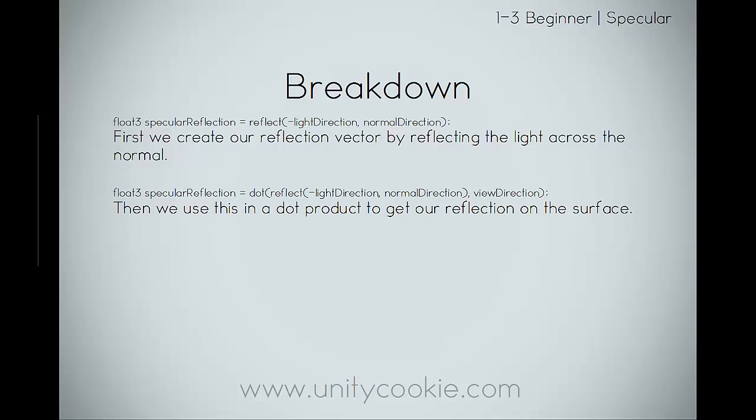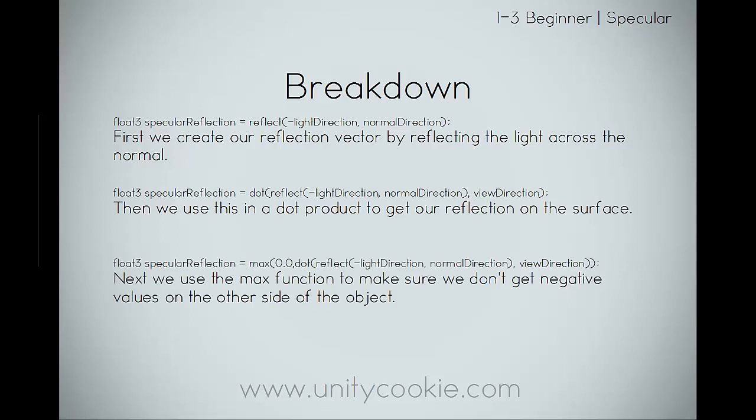Alright, what we then do is take that reflected vector and do a dot product between the reflected vector and our view direction. This here will get our reflection point on the surface. So it'll get that 0 to 1. To make this make sense, as our reflected vector gets closer to our view direction, it will become 1. When it gets further away, it becomes 0. So that's how we get that point that is halfway between our light direction and our view direction.